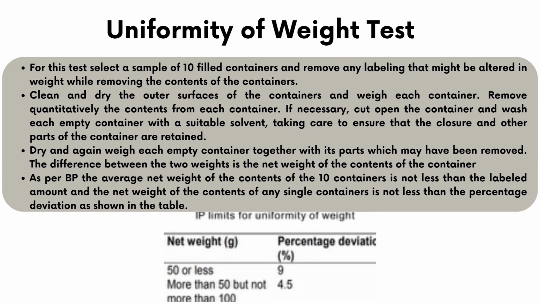As per British Pharmacopoeia, the average net weight of the content of the ten containers is not less than the labeled amount, and the net weight of the content of any single container is not less than 9% deviation if the net weight is 50 gram or less, and not less than 4.5% deviation if the net weight is more than 50 gram but not more than 100 gram.